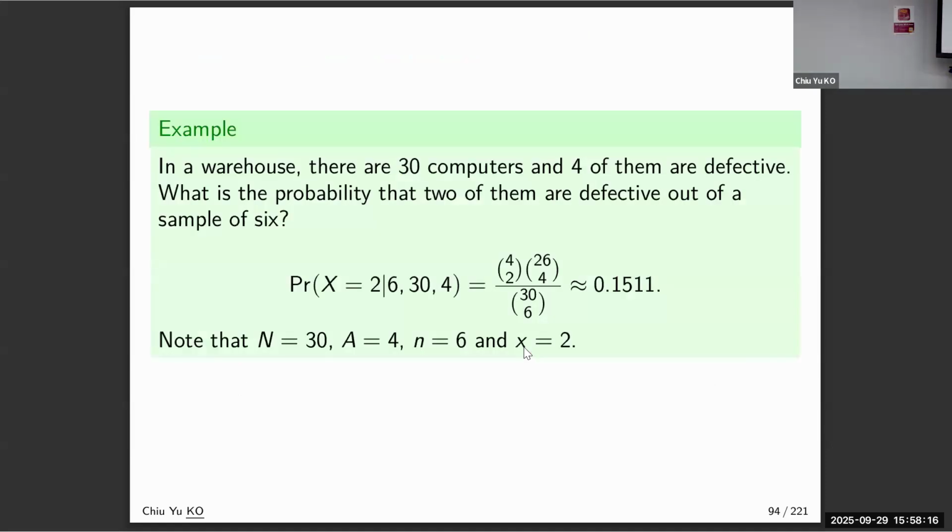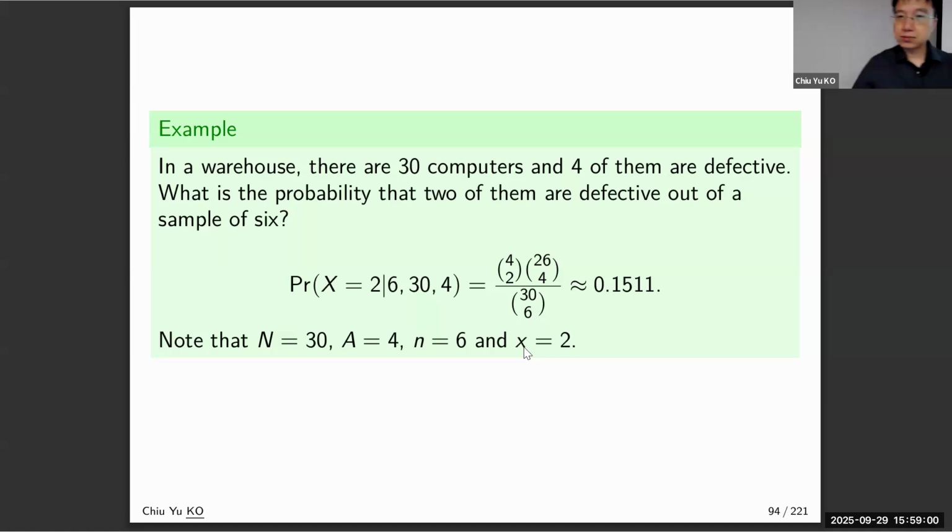I think that is the thing that you do in auditing. Now the warehouse people claim there are 30 computers, out of them 4 are defective. What is the probability that 2 of them are defective out of the 6 samples you draw? Just to repeat the question: the warehouse has 30 computers, 4 of them are defective, so 4 are bad and 26 are good. But bad is the thing we care about, so bad is a success. Remember, bad is success.